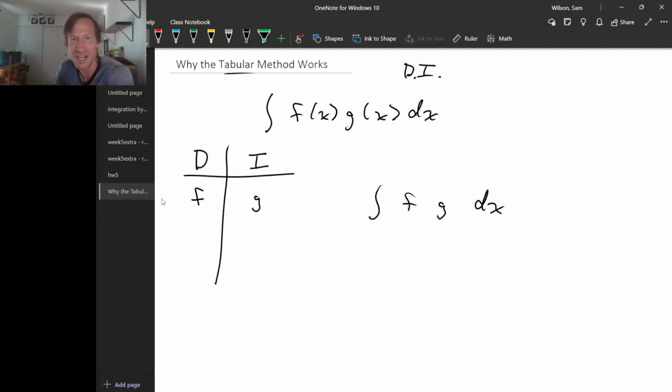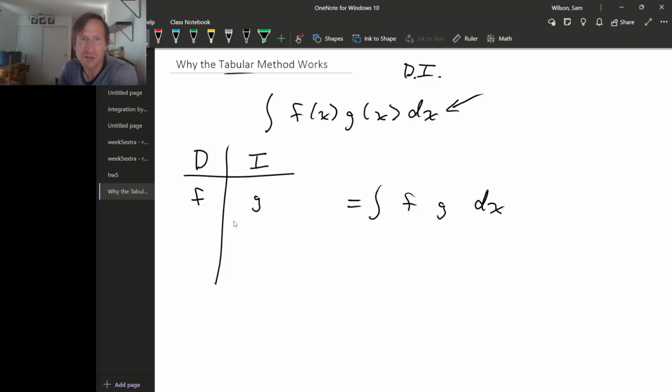So if we choose a function for D and a function for I, and then write out the result given by this table, yes, we do get something equal to what we started with. Of course, these are exactly the same thing, so this hasn't actually told us anything yet.